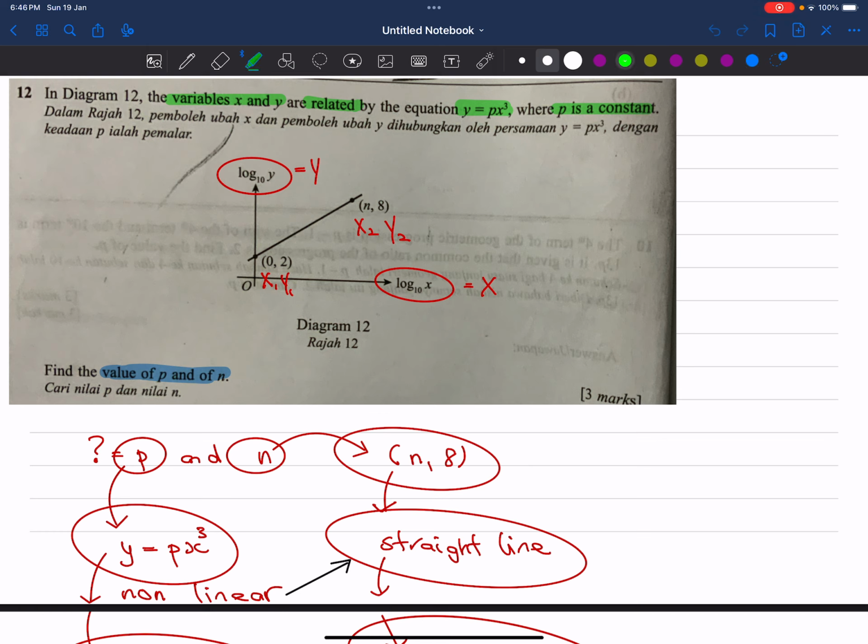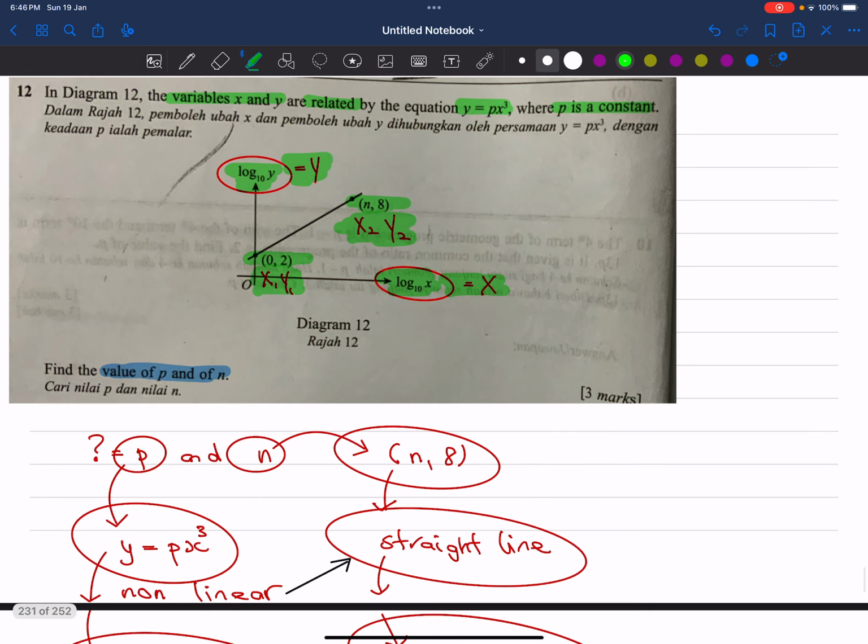That is, log y base 10 is the capital Y, log x base 10 is the capital X, and the coordinates (0, 2) are labeled capital X1, capital Y1, and the coordinates (n, 8) are labeled capital X2, capital Y2.